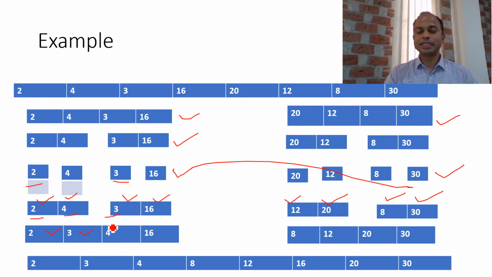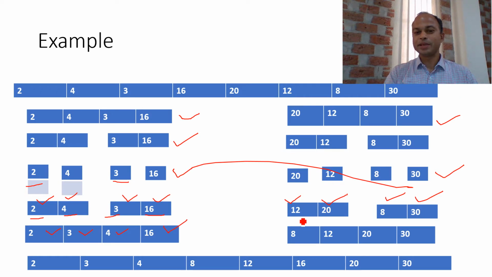We have taken 3. After it, 4 and 16 are compared. The smaller one is 4. We have taken 4 here. The remaining element of the second subarray is 16, so we have copied 16 here. In this way, this particular subarray is sorted.